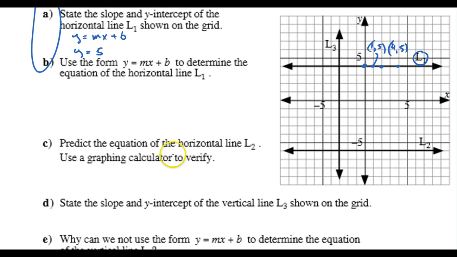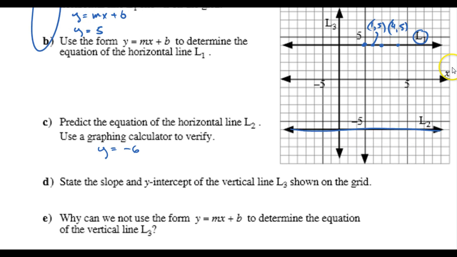Predict the equation of horizontal line 2. Well, line 2 is going to be y equals whatever the y-coordinate is, -6. That's pretty simple, okay? All right, now things get a little tricky for vertical lines.